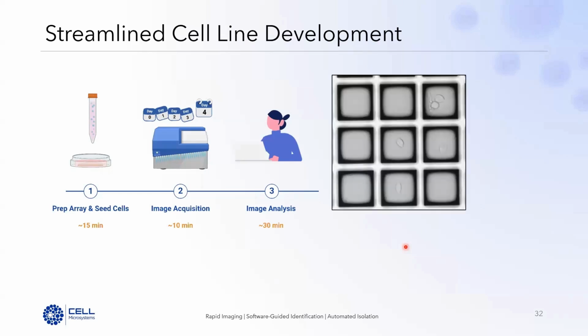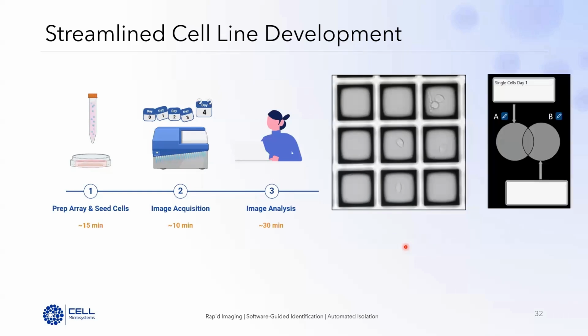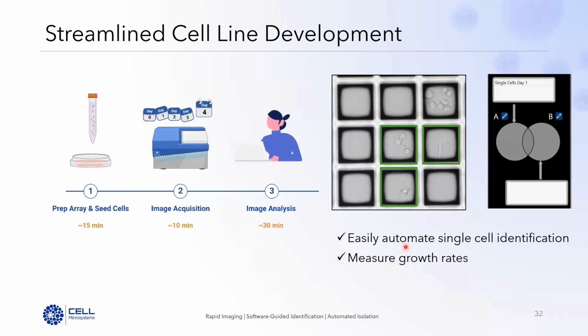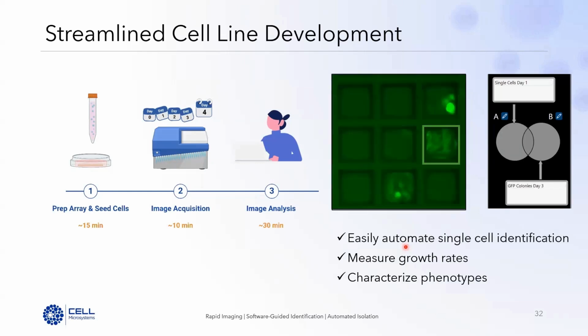What this looks like in our software is that we can very easily use the software to identify single cells at the time point of interest, as you can see here in the green boxes. We can use our software to measure growth rates if we're looking for a specific doubling time or a specific confluence before isolation, as you can see over time in these particular rafts. And then we can very easily characterize phenotypes, whether it's GFP expression, antibody secretion, what have you. We can do that using our software to help us select. And then as you can see in that overlay between the Venn diagram, this is our sweet spot. These are the clones that we actually care about. And it allows us to very quickly and easily select high quality clones for isolation.